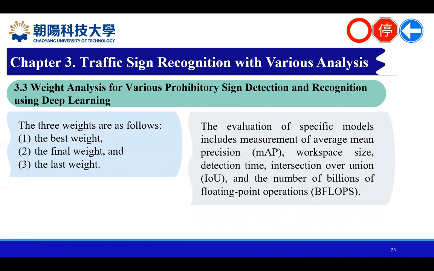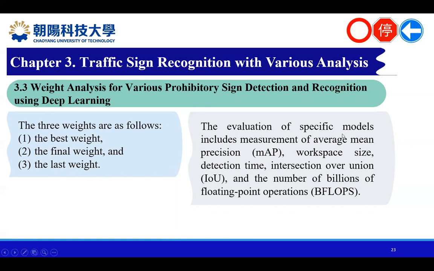The next analysis will focus on weight analysis. Okay, so far we already discussed anchor analysis, scale analysis, and now weight analysis for prohibitory sign detection and recognition using deep learning. As we all know, Darknet provides three weights: the best weight, the final weight, and the last weight. And what is the difference between these weights? We will find out in this experiment.